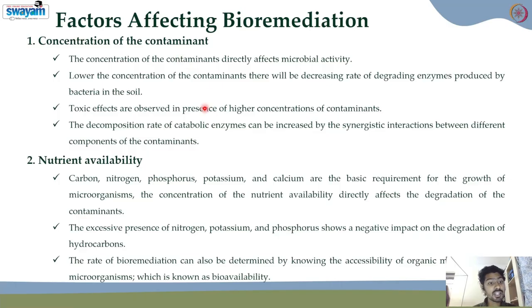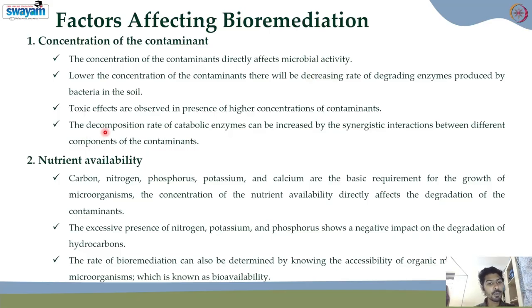But what happens if the concentration is very high? If the concentration of the pollutant is very high, it acts as a poison to the microbes and finally inhibits the microbial growth. So this tells us that the concentration directly affects the microbial activity. If it is lowest, it doesn't trigger the degrading enzymes, whereas if it is very high, it might be too toxic to the microorganism and finally inhibit the microbial growth. So this is why an optimum concentration needs to be found to determine the progress of bioremediation.